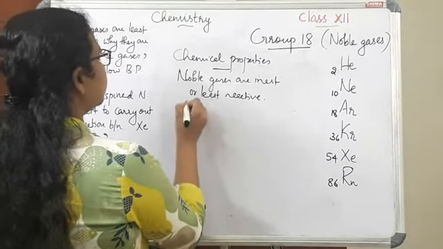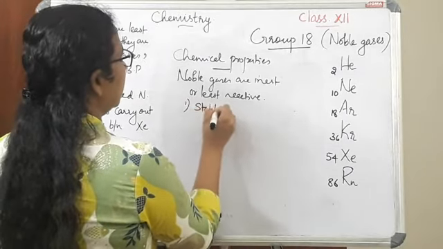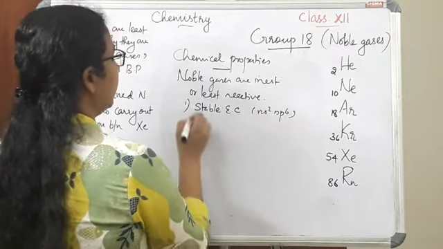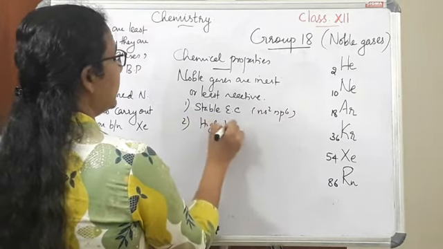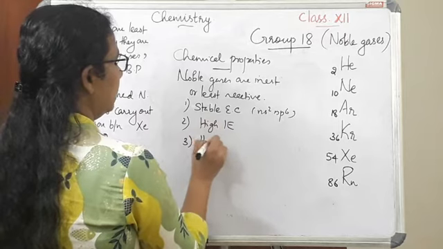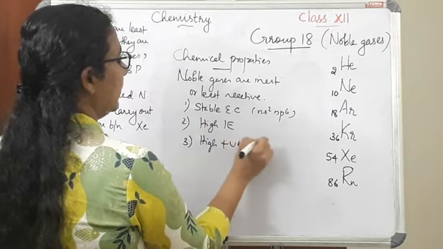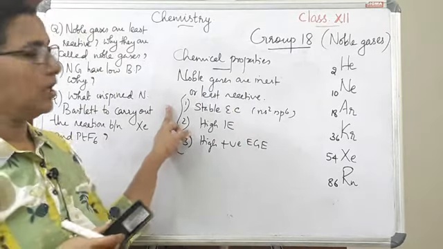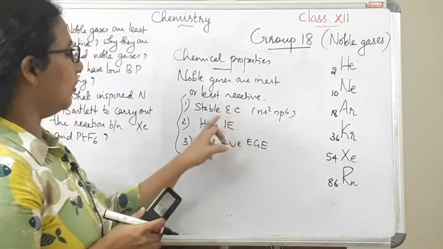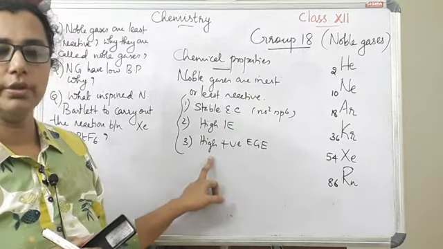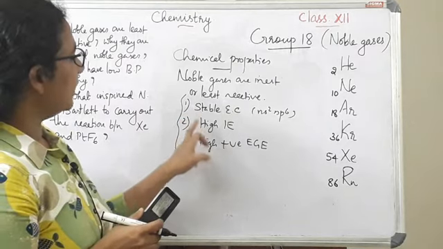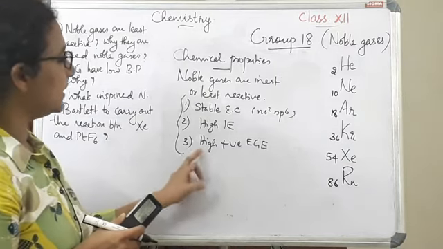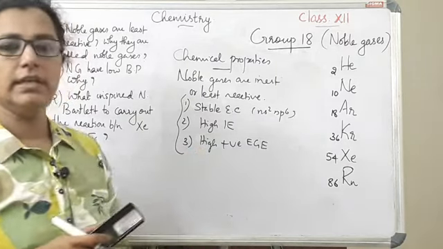So the reasons are they have a stable electronic configuration, that is ns2 np6, the general electronic configuration. Then high ionization enthalpy, then high positive electron gain enthalpy. Because of these three reasons, noble gases are inert or least reactive. Or why are group 18 elements called noble gases? The answer is the same: stable electronic configuration, high ionization enthalpy and high positive electron gain enthalpy.